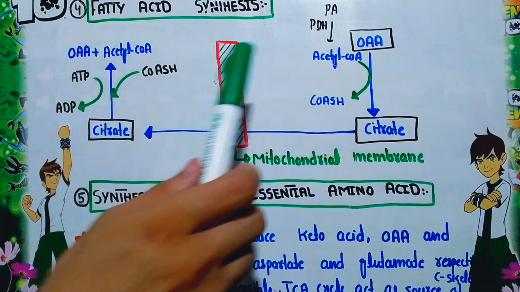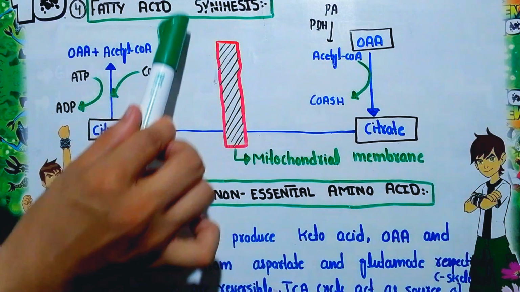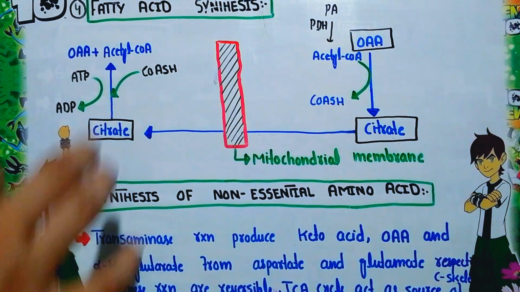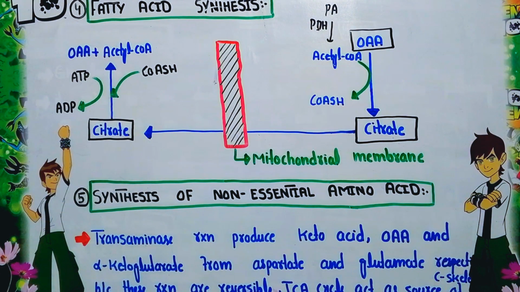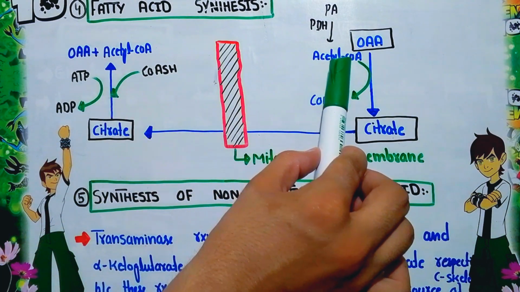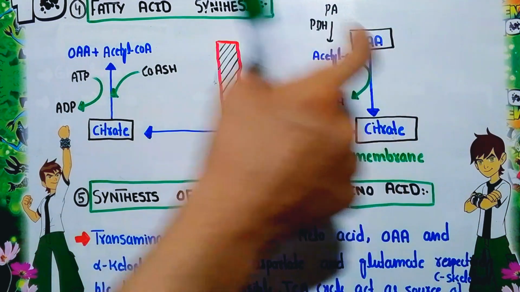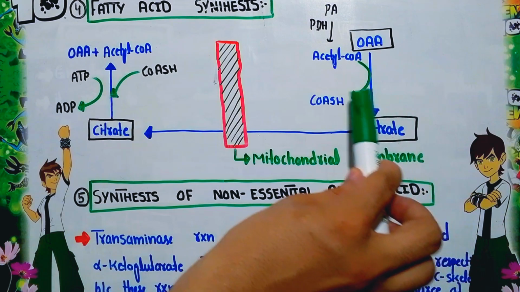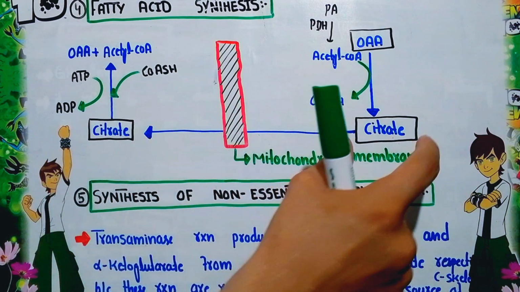Now how does acetyl coenzyme A come into the cytosol, when the mitochondrial membrane is completely impermeable to acetyl coenzyme A? Here, acetyl coenzyme A combines with oxaloacetic acid, a 4-carbon compound, and forms a product called citrate. This citrate is the first product of the TCA cycle or Krebs cycle. On this basis, the TCA cycle is also called the citric acid cycle.